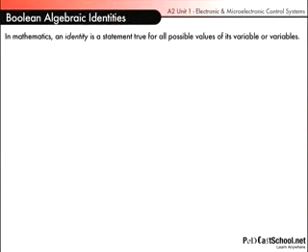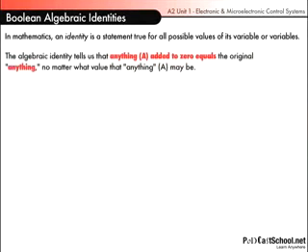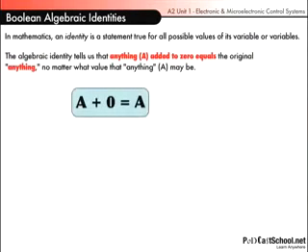Okay, so let's get a few things straight. We need to know what an identity is. And I've said there that in mathematics an identity is a statement true for all possible values of its variable or variables. Let's say that we take an identity that tells us that anything, let's call that A, added to 0 equals the original anything, no matter what value that anything may be. Okay, so A plus 0 is always going to equal A.